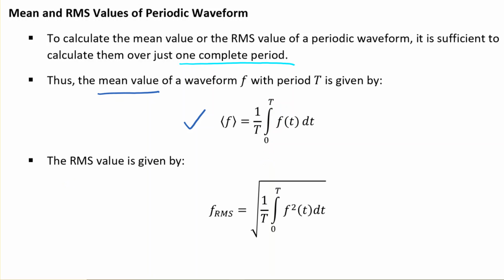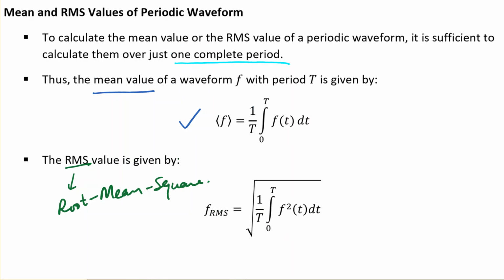And RMS value is given by, so what is RMS? So root mean square, and here the order matters. So first we square the function, then we take the mean of that square of the function, and then take the square root in the end. So it is given by square root of 1 over T integral of f squared from 0 to T.